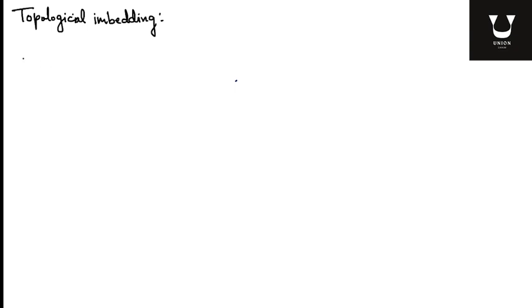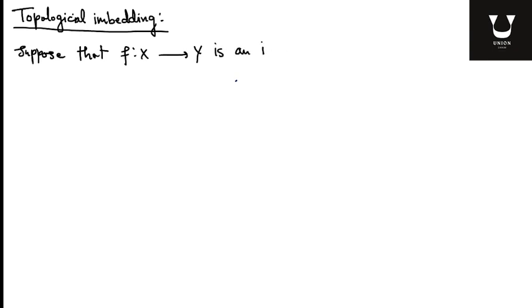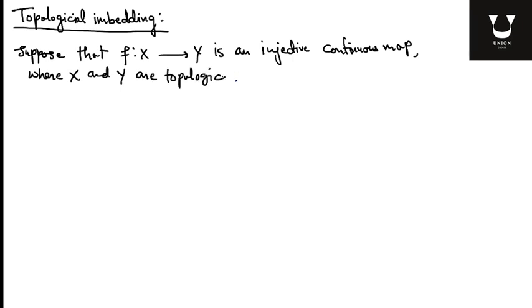Okay. So suppose that f from X to Y is an injective continuous map. What are X and Y? X and Y are topological spaces. These are any two topological spaces. Suppose that Z be the image set, what was that? f of X, right?